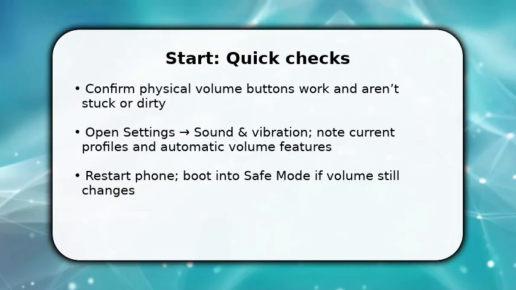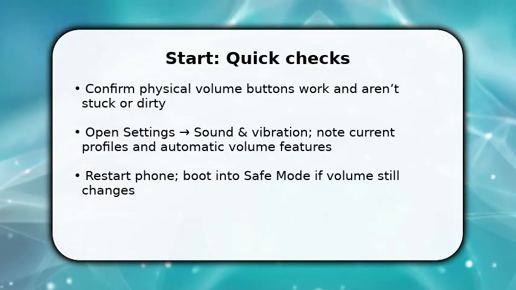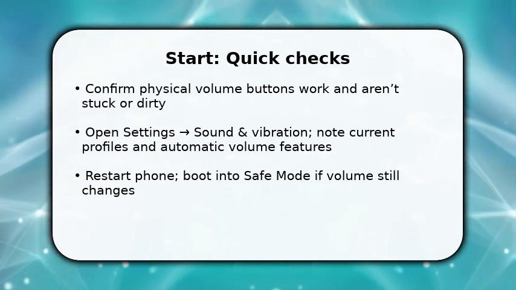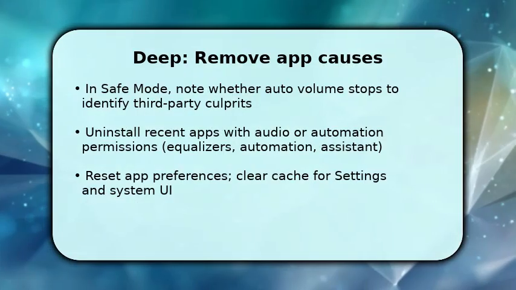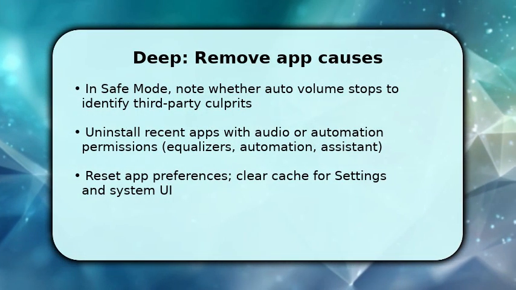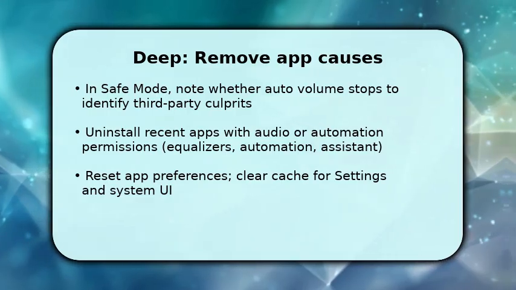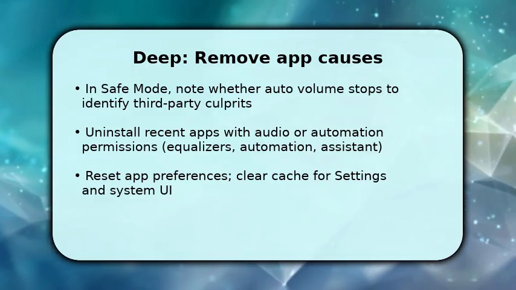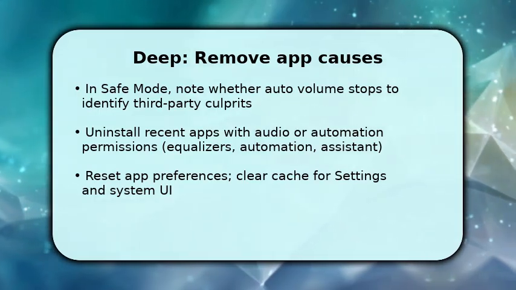If variability persists immediately after reboot, boot into safe mode to rule out third-party apps altering volume. Once in safe mode, observe whether the volume stops changing automatically. If it does, you've isolated a third-party app. You should then remove recently installed audio managers, equalizers, or automation tools that hold microphone or accessibility permissions.